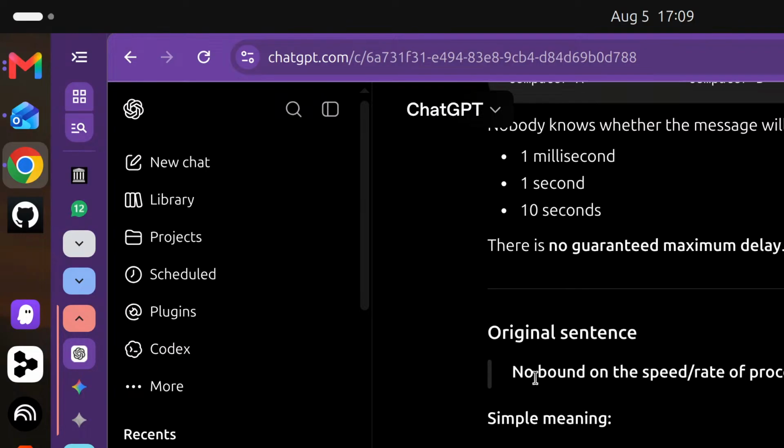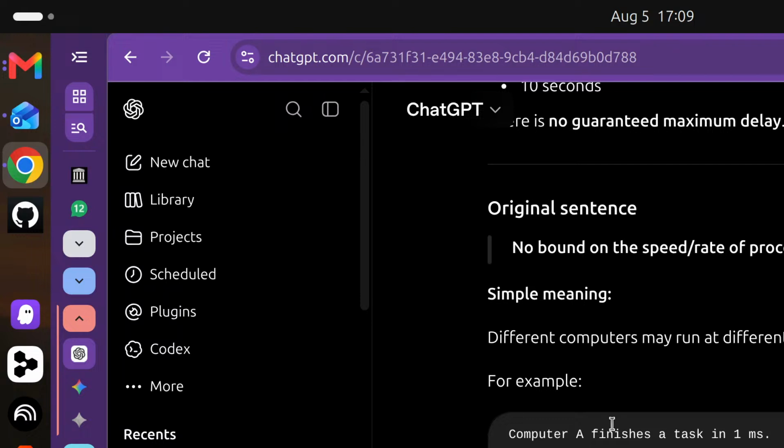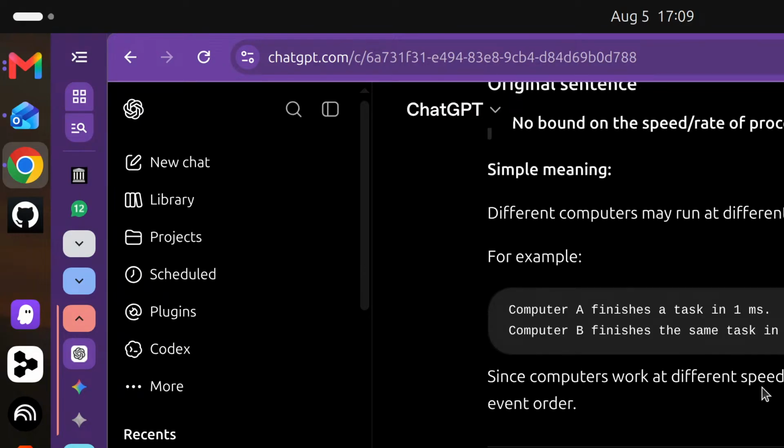No bound on the speed rate of processing of nodes. Simply, different computers may run at different speeds. For example, A finishes a task in one second while B finishes the same task in 50 milliseconds. Since computers work at different speeds, we cannot use processing time to determine event order. That's true.